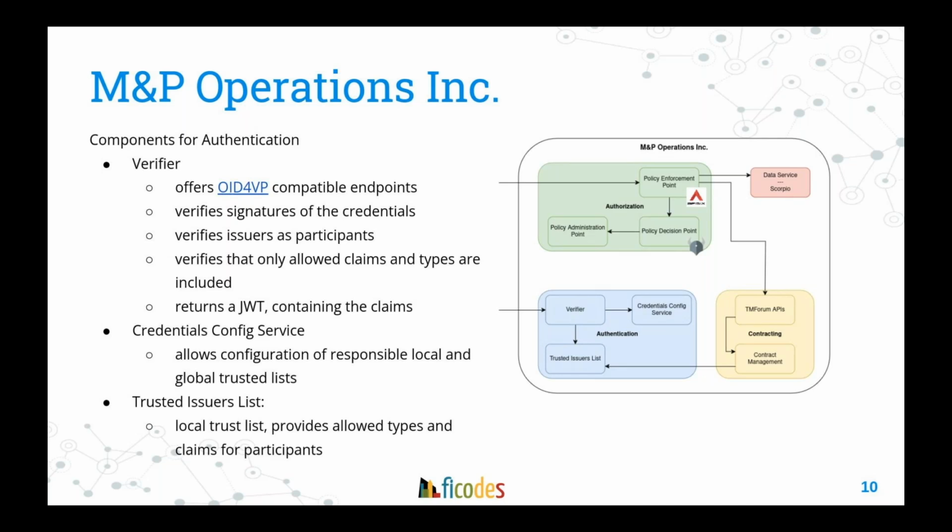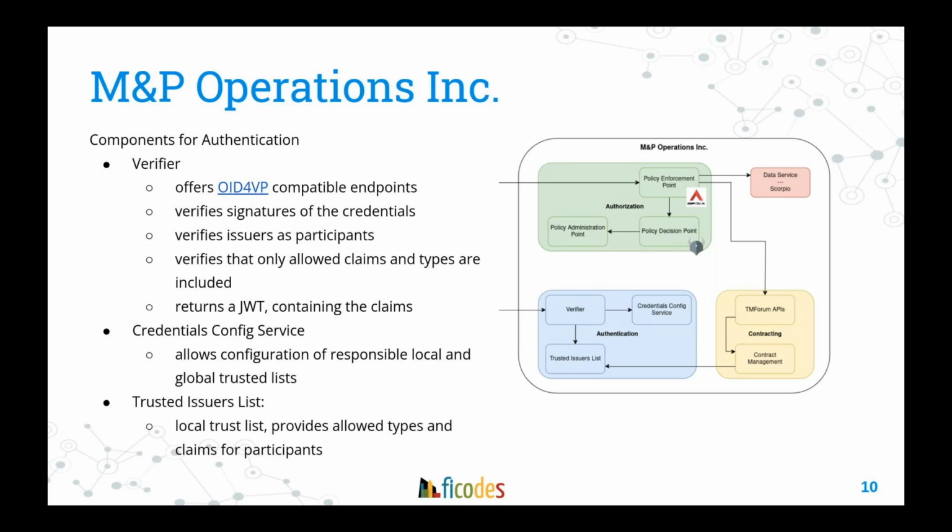Beside the verifier, we have the credentials config service as part of our authentication framework, which provides configuration to the verifier, essentially about the global and local trusted lists. I already explained that a data space could use multiple global trusted lists where the participants can be checked. And we can define through the credentials config service which trusted list is responsible for requests to which service. So you don't necessarily only have one data service, and you might even be connected to various data spaces. And you can configure here which global trusted list should be checked for participants accessing your service.